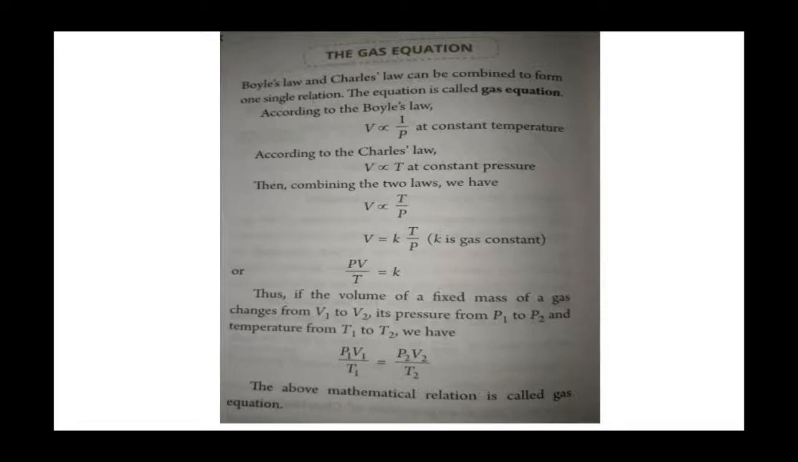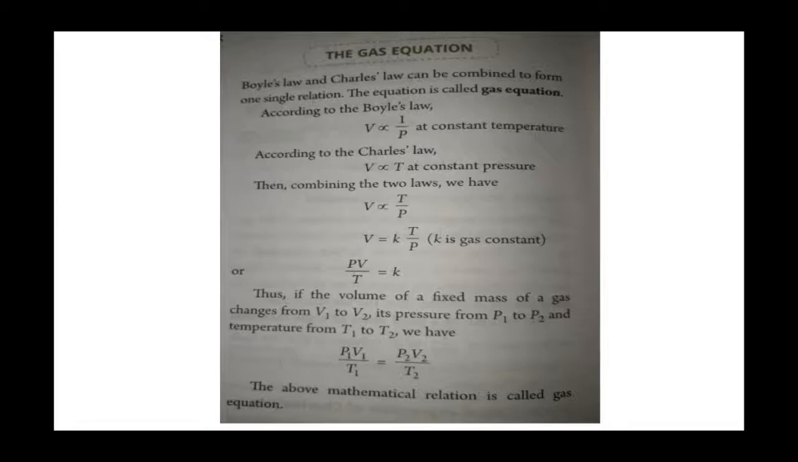As you can see on the screen, according to Boyle's law, V is inversely proportional to P at constant temperature. And according to Charles' law, V is directly proportional to absolute temperature at constant pressure.